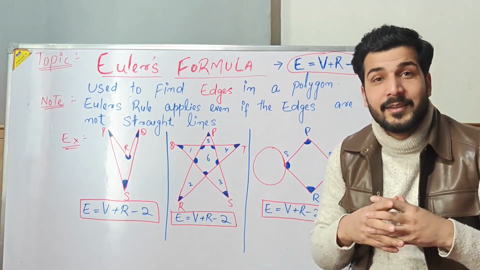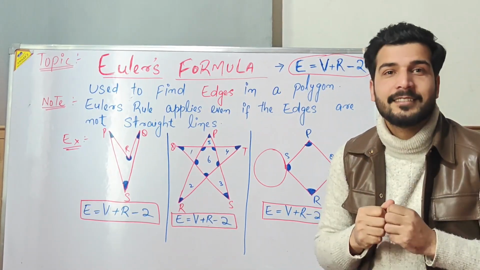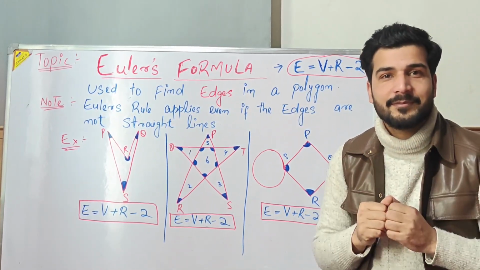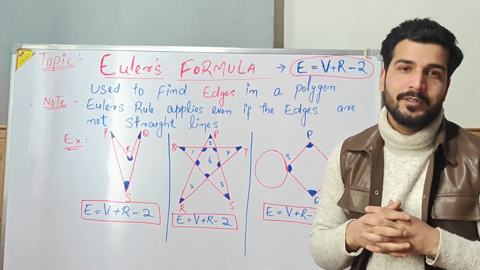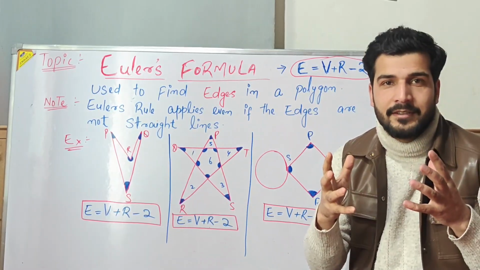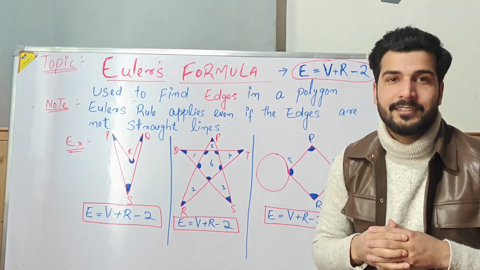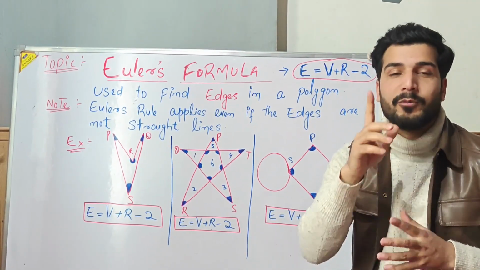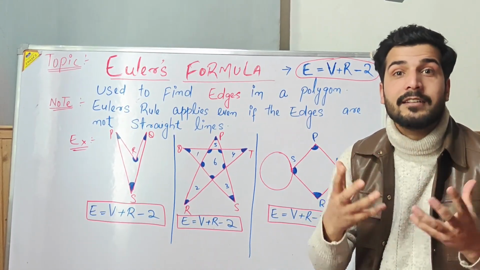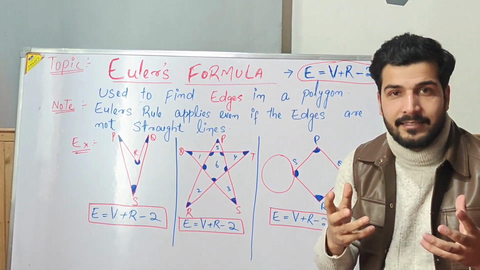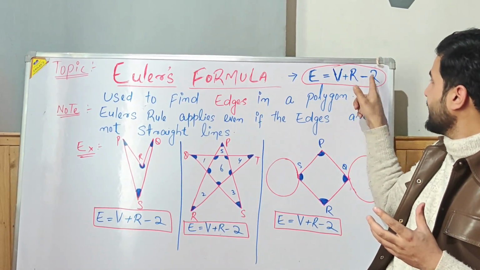Imagine breaking a cube, stretching it, twisting it, reshaping it like clay. We can do everything with a cube, but we can't change one single equation, one single formula. What's that formula? That formula is Euler's formula. What is that? It is E equals V plus R minus 2.